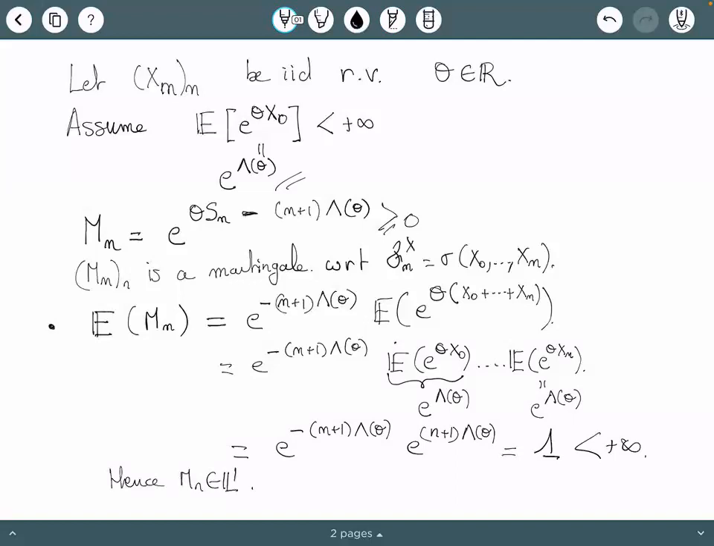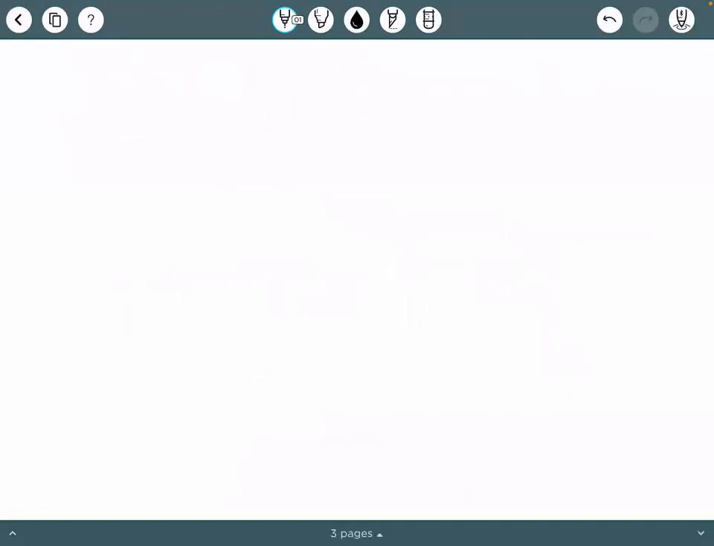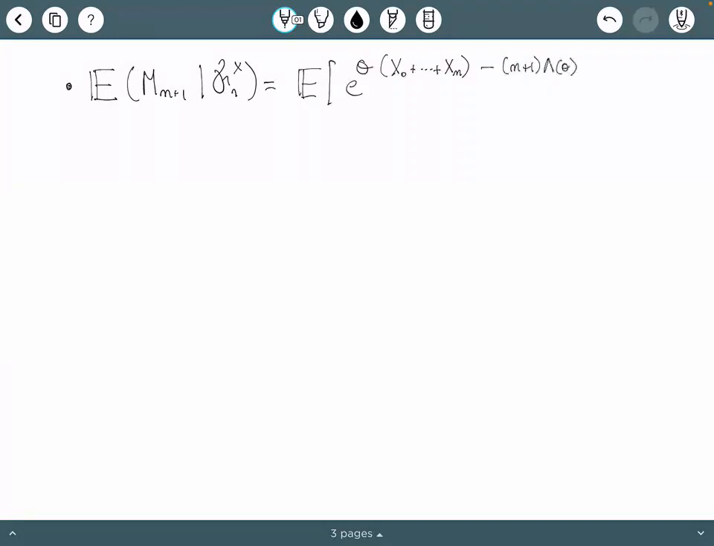So it is the first point, and now I have to check the second one, which is a bit similar to what I did previously. I want to compute the expectation of M_{n+1} given F_n^X, which is equal to what? It is equal to the expectation of exponential theta (X_0 + ... + X_n) minus (n+1) lambda theta, given F_n^X.